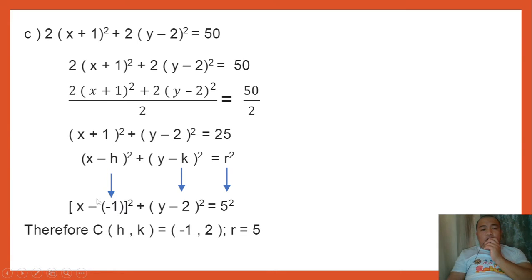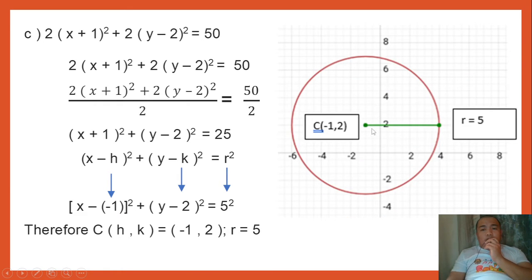Right? X plus 1 can be written as x minus negative 1. So, it means h is negative 1, k is positive 2. So, center is negative 1, 2, radius is 5. And this is now the graph, negative 1, 2 from the quadrant 2. Well, the radius is 5. So, you can use your compass to draw a perfect circle in your Cartesian plane.